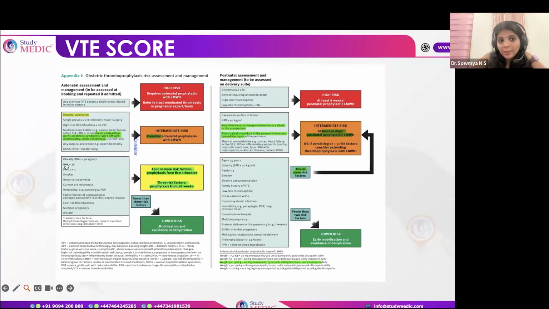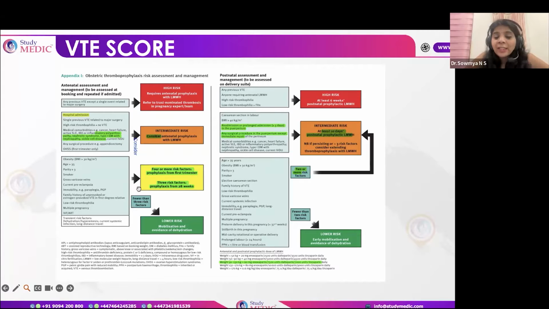4 risk factors. For example, somebody who is a 37-year-old, fourth gravida, who is a smoker, who has multiple pregnancy. So you have 4 risk factors. Then you start from the first trimester itself. If there is somebody who is a smoker with gross varicose veins and she has current preeclampsia, you start from 28 weeks. So these minor risk factors: 4 from first trimester, 3 from 28 weeks.